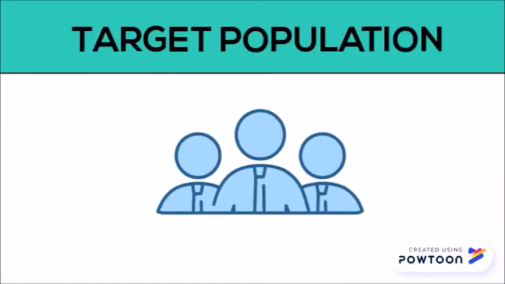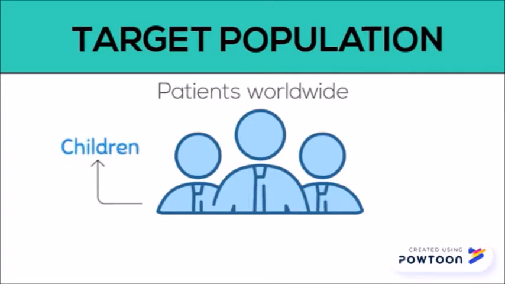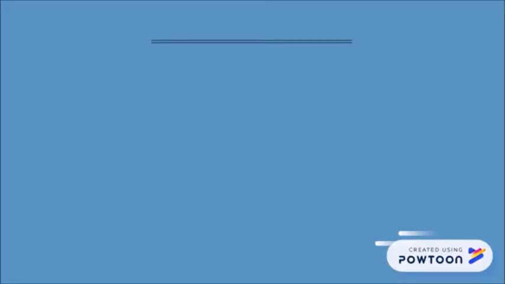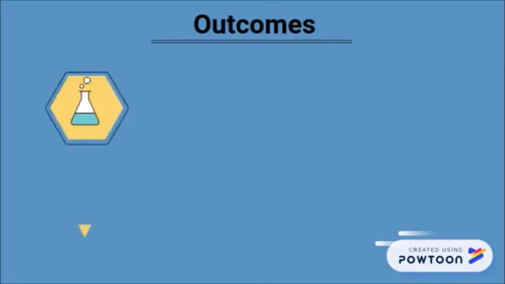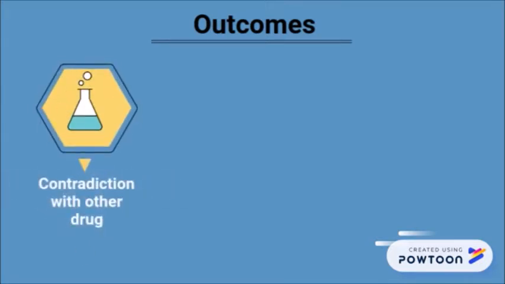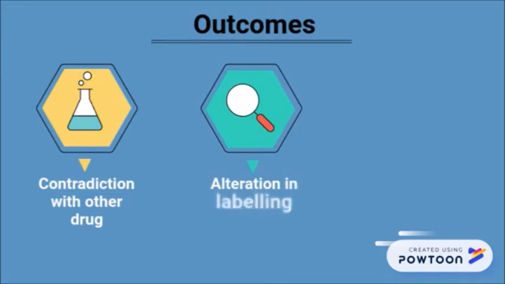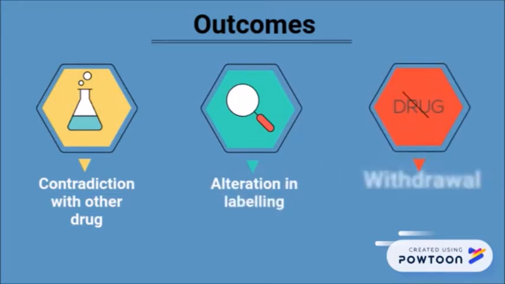Hence, the target population in phase 4 will be patients worldwide, where we target children, the elderly, and pregnant women as well. The outcomes of these clinical trials will be contraindications with other drugs, alterations in the labeling, and also withdrawal from the market if the drug is found to have any side effects.